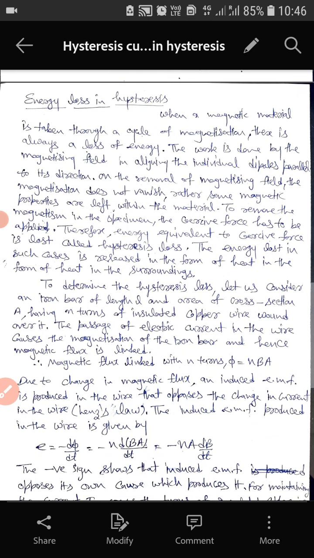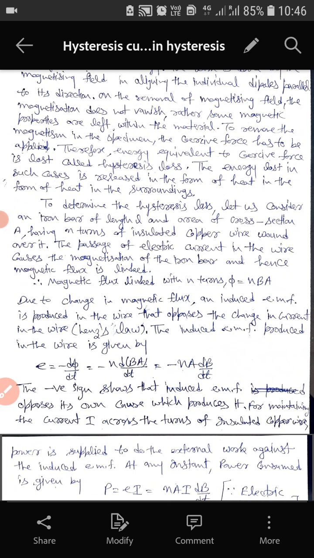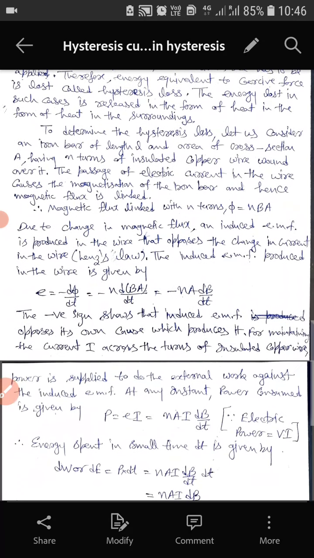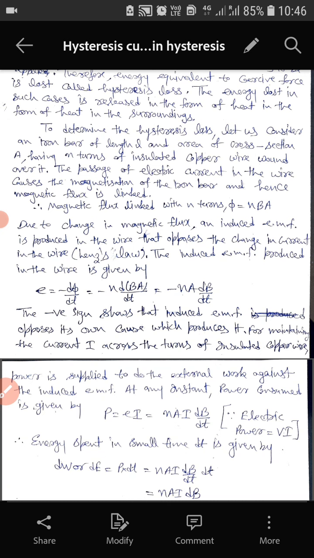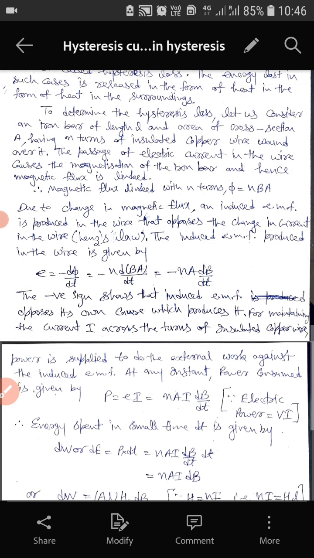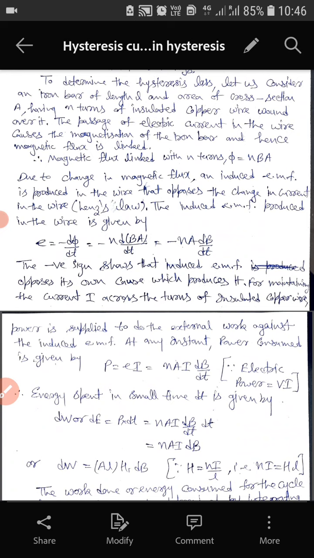Now if you want to calculate this energy loss, let us again consider an iron bar of length L and area of cross section A having N turns of insulated copper wire wound over it. The passage of electric current in the wire causes magnetization of the iron bar, hence magnetic flux is linked. So the magnetic flux linked with these N turns will be phi equal to NBA. Now due to the change in magnetic flux, an induced EMF is produced in the wire, which opposes the change in current in the wire, in accordance with Lenz's law.